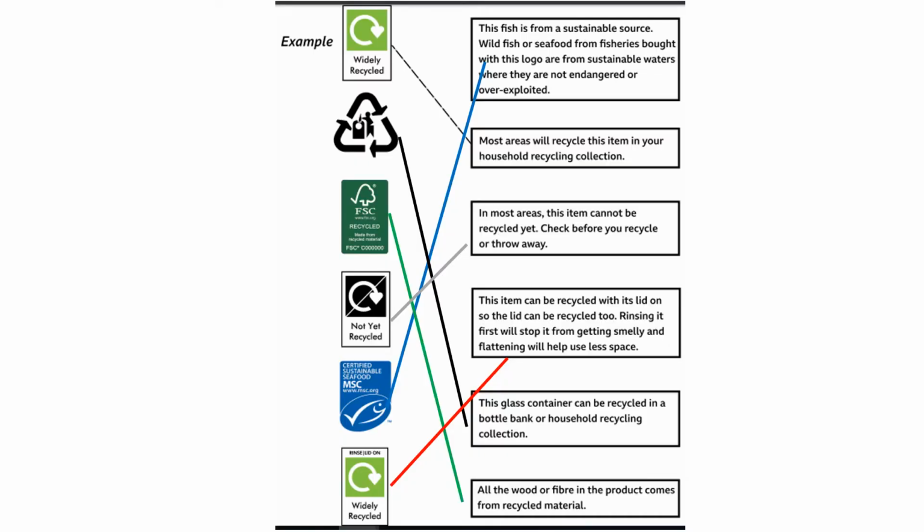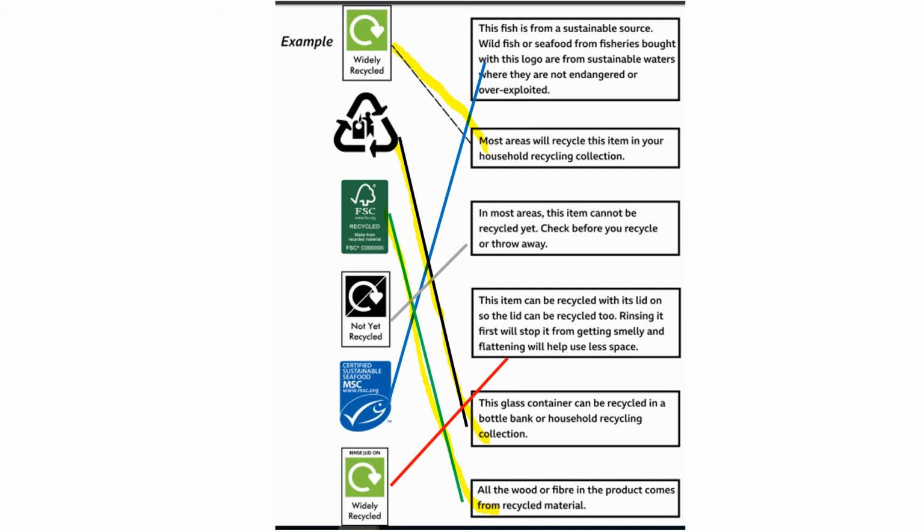Okay, and that's the answers there. I've tried to colour code them a little bit to make it clearer for you. So I'll just go over them with the highlighter so that you can really see them. So the first one was done for you. That was that one. Then the second one goes down to here. The glass container can be recycled in a bottle bank or household recycling collection. The third one, it says all the wood or fibre in the product comes from recycled materials.